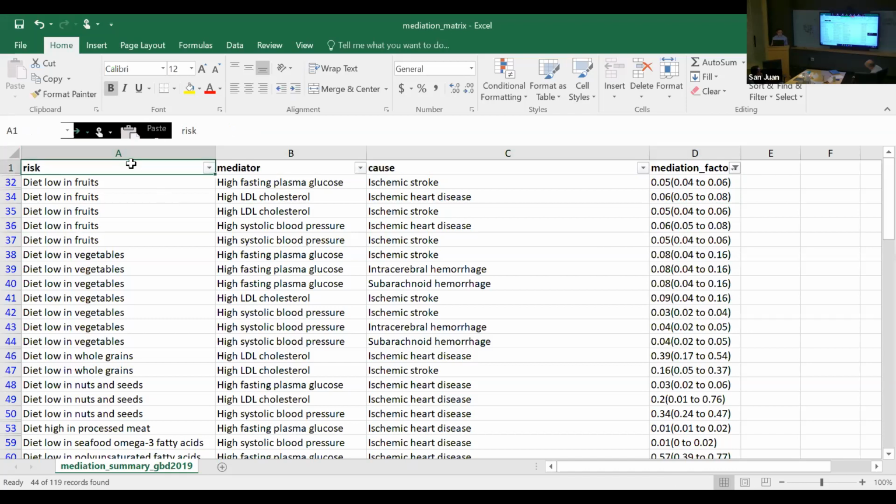So let me just highlight what this table is showing. The first column is the risk. The second is the risk that it is being mediated through. We have the corresponding cause and then the mediation factor. So here, this tells us that 5% of the excess risk of diets low in fruits on ischemic stroke is through high fasting blood glucose. And then the second row down says 6% of the excess risk of diets low in fruits is mediated through LDL cholesterol for ischemic heart disease.